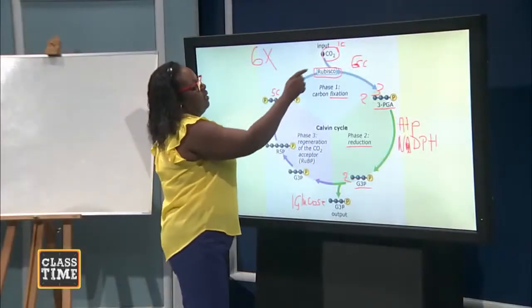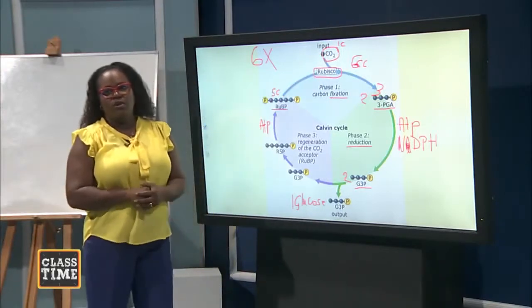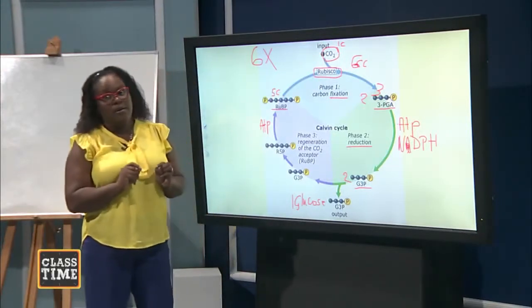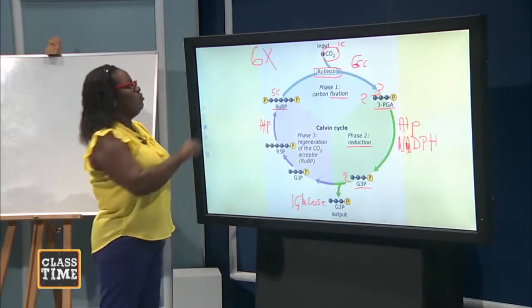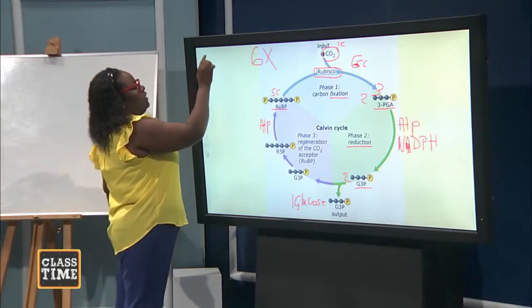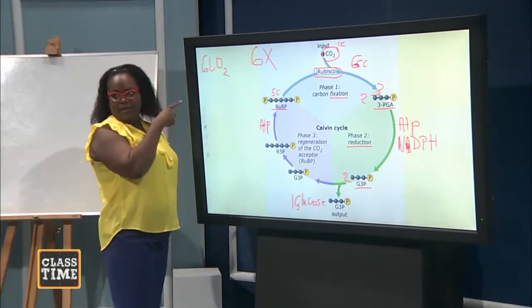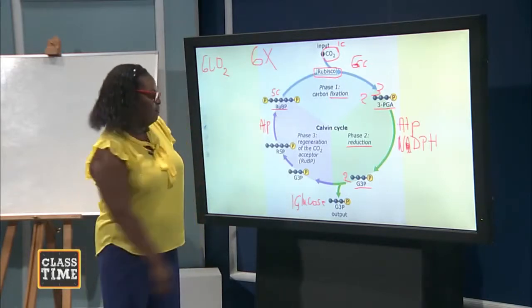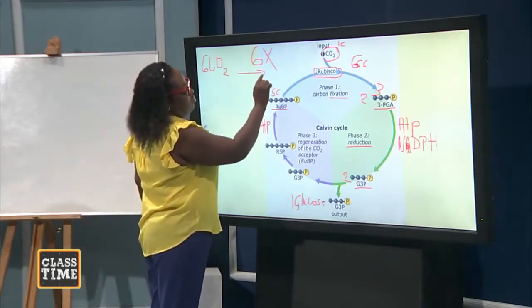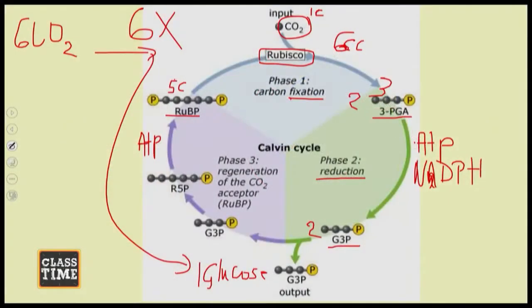Because, as you can see, if this cycle goes through 6 times, 6 carbon dioxides will be used up. And if you remember clearly from the original photosynthesis equation, you would have noticed that it starts out with 6 CO2, right? So the 6 CO2 has to go through this cycle, and that will eventually lead to the one glucose molecule being made. Okay? If you remember the equation correctly.